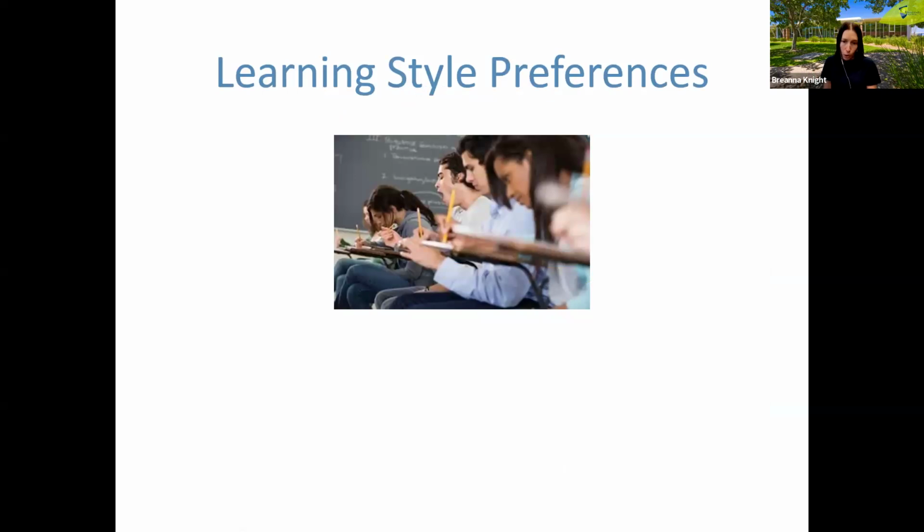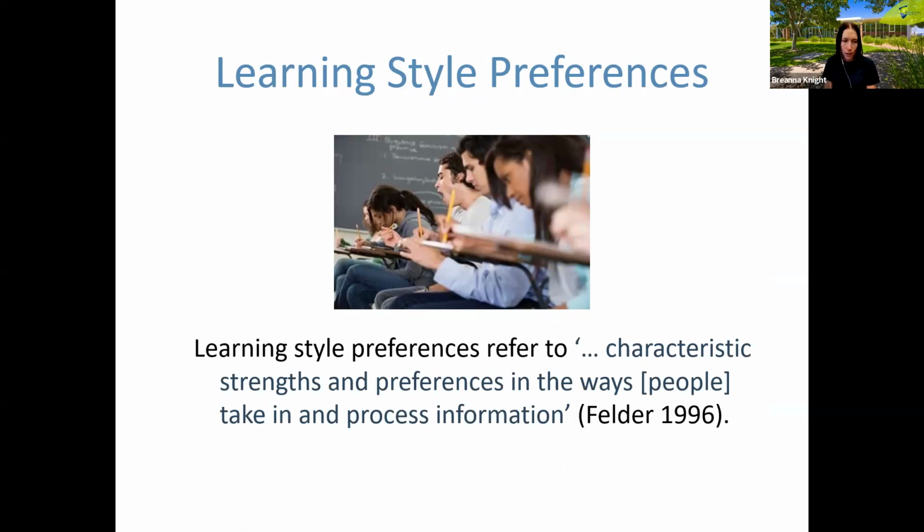So learning style preferences, I told you I'm going to say preferences a lot, are just that, they're preferences. So they're characteristics, strengths, and the way people like to do things. So this is the way Felder first described them. Learning styles refer to characteristics, strengths, and preferences in the ways people take in and process information.